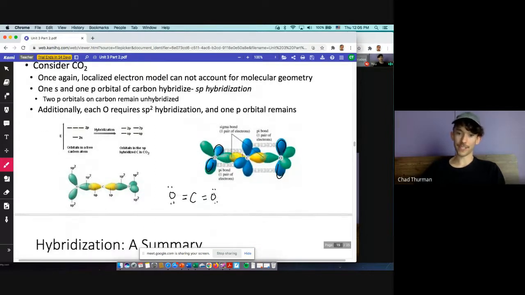And then carbon has 2 p orbitals left over unhybridized because it just needed to hybridize one of them to make its sp. And then right here are those 2 leftover unhybridized p orbitals. So it's able to make a pi bond with that oxygen and a pi bond with that oxygen. And of course, there's our direct head-on overlap sigma bond.